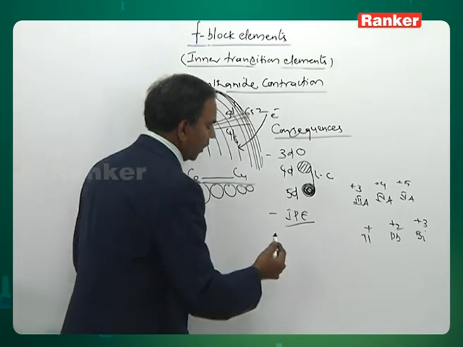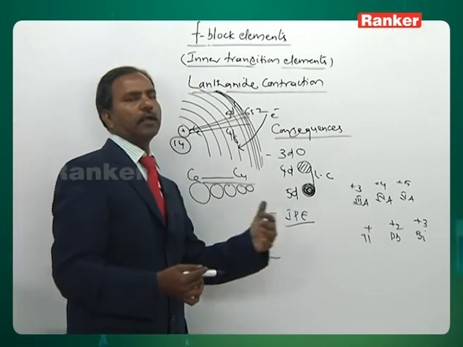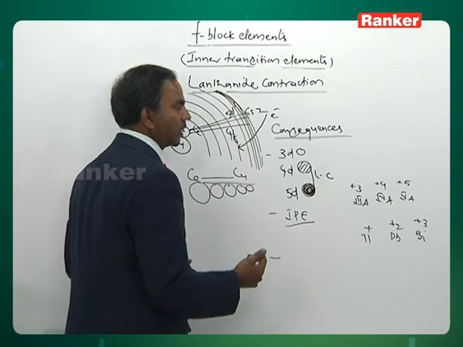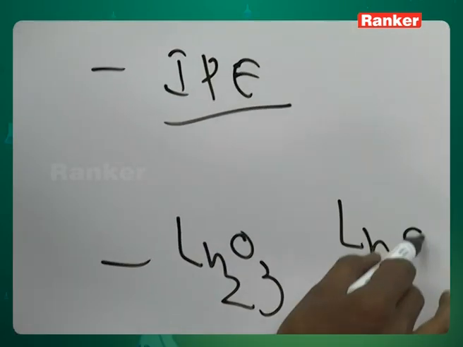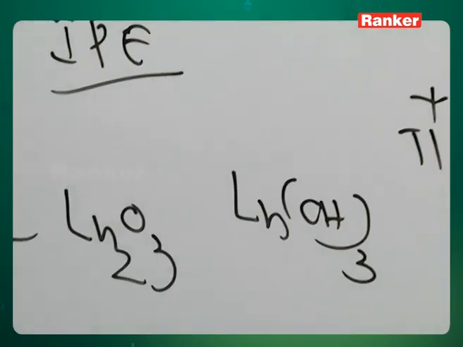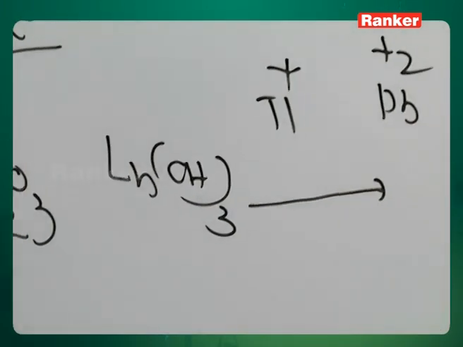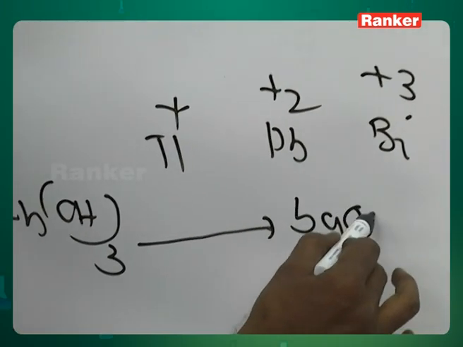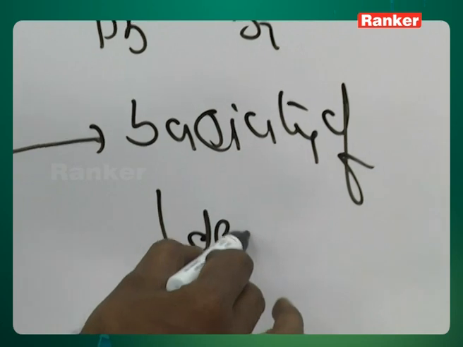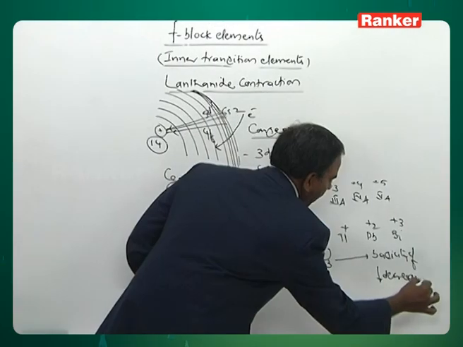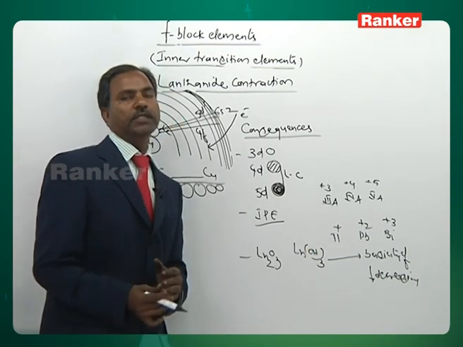Next. As we are saying, atomic and ionic sizes are gradually decreasing. When there is a decrease in atomic and ionic sizes, we can see that if you take lanthanide oxides or lanthanide hydroxides from left to right, the basicity is decreasing. Left to right, the basicity of lanthanide oxides and hydroxides gradually decreases.